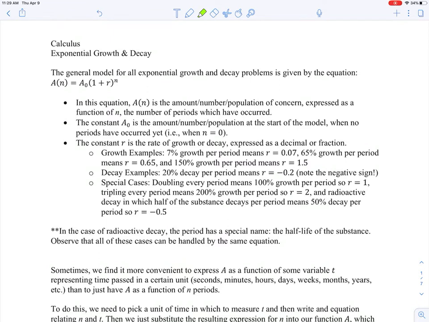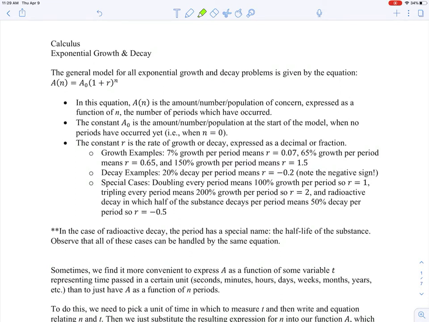So we're going to look at some exponential growth and decay problems. You studied exponential growth and decay in pre-calculus, but now since we know how to take the derivative of exponential functions, we'll be able to look at some of these growth and decay problems that involve calculus.